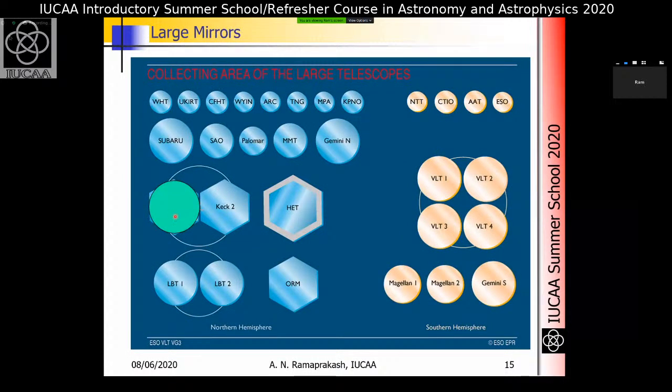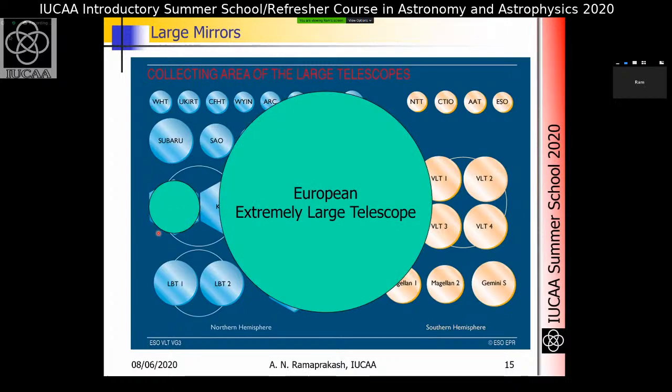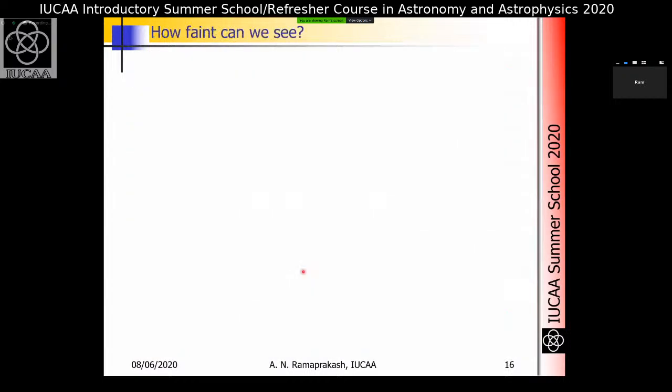So if I go back to this slide and put a circle here showing the size of the Keck telescope, currently indicative size, the European Extremely Large Telescope is going to be very, very large compared to that. Which means the light gathering power, the ability of our astronomers to collect light and see fainter and fainter objects, is going to be enormously improved when these facilities start becoming operational.